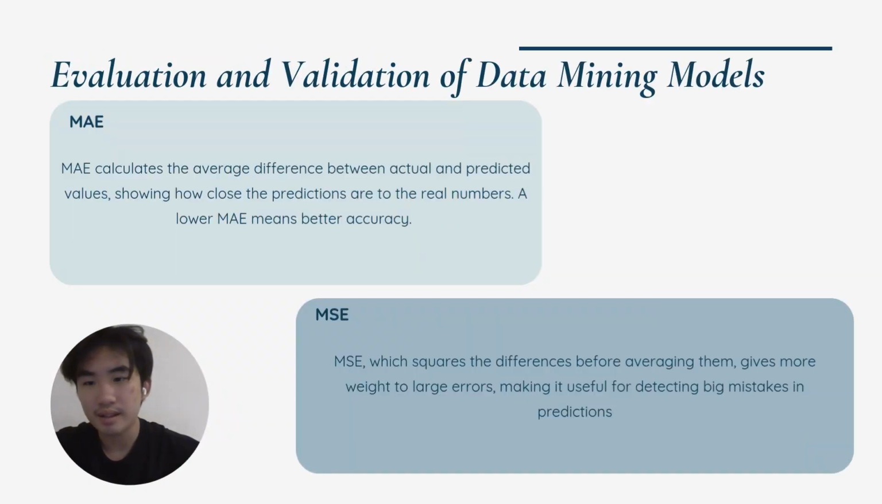First, MAE calculates the average difference between actual and predicted values, showing how close the predictions are to the real numbers. A lower MAE means better accuracy. MSE measures the average squared difference between actual and predicted values. It tells you how far on average the predictions are from the actual values, but it penalizes larger errors more heavily due to squaring differences.